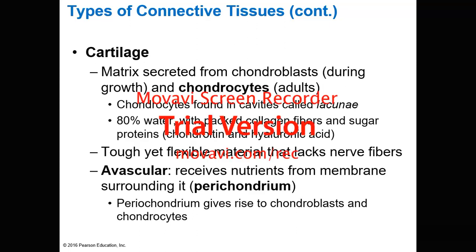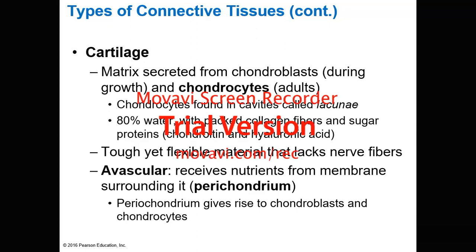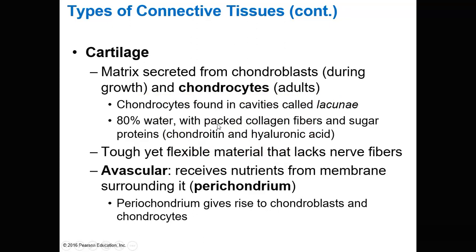The perichondrium gives rise to the chondroblasts and chondrocytes. The perichondrium is the membrane surrounding it, and it gives rise to the chondroblasts and chondrocytes. And cartilage has hyaluronic acid.